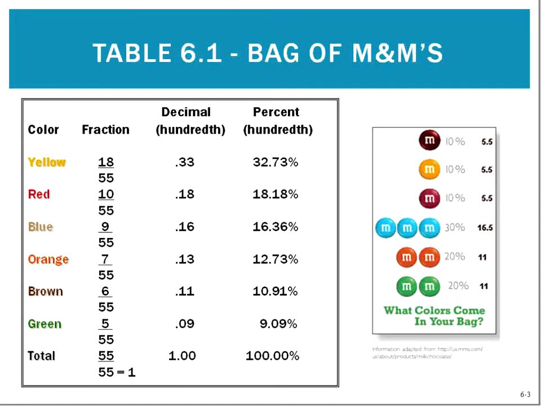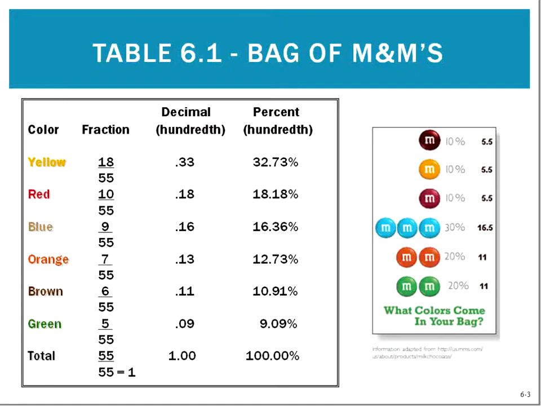So for the yellow, we had 18. 18 out of those 55 were yellow. What does that mean? What kind of portion is that? So 0.33 of the bag was yellow. But for me, the one that makes most sense is that if you were to convert that to a percent, that means 32.73 rounded to 33% of that bag of M&Ms are yellow.